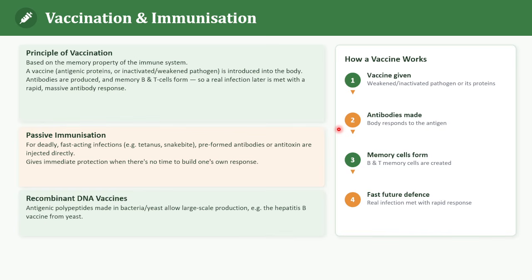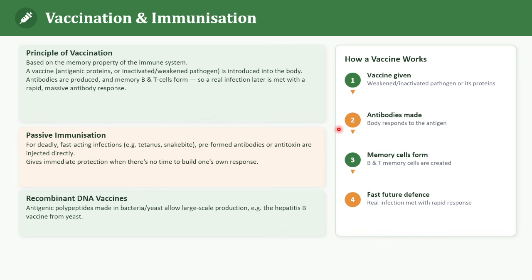Next we are going to see vaccination and immunization. Can anyone tell me why vaccination work? The answer is very simple. It's just memory. Our immune system has the ability to remember a previous encounter. So during vaccination, what happens? The antigenic proteins of an inactivated or weakened pathogen are introduced into the body.